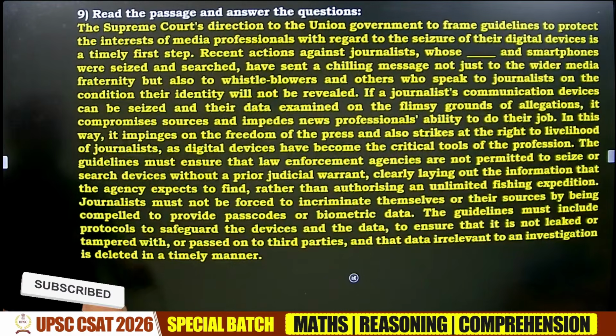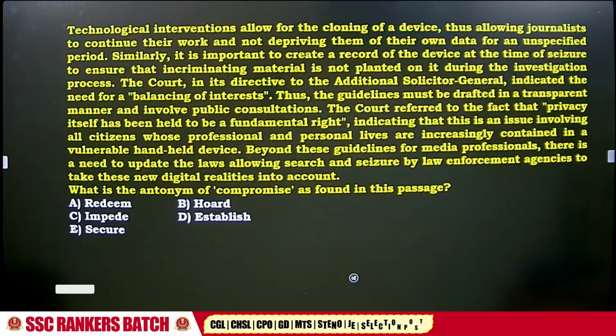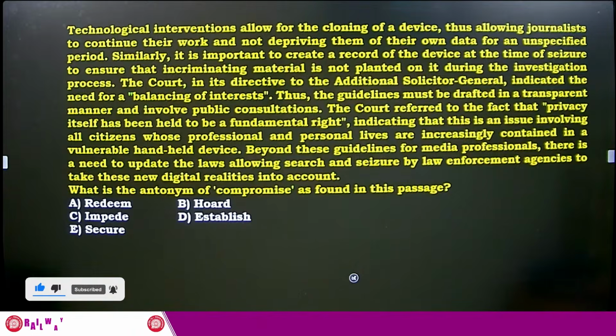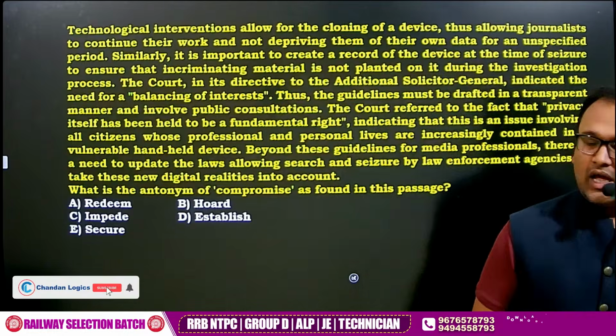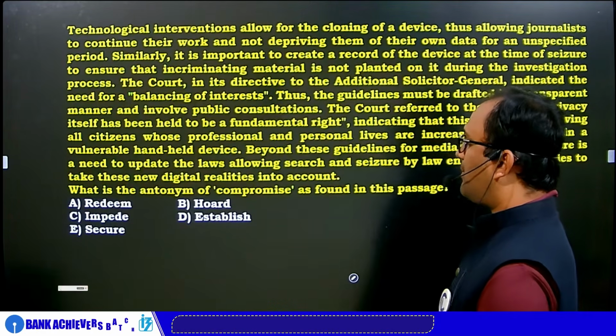Question number 9, you don't have to read the passage for this, correct? What is the antonym of the word compromise? Can you get the answer? Now, what is the meaning of the word compromise?